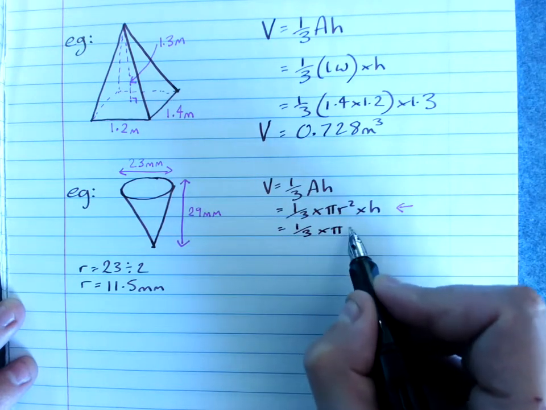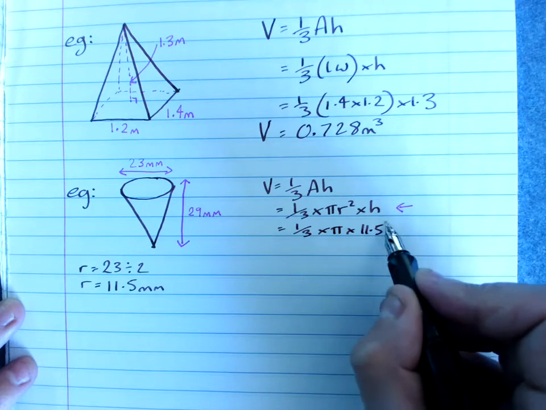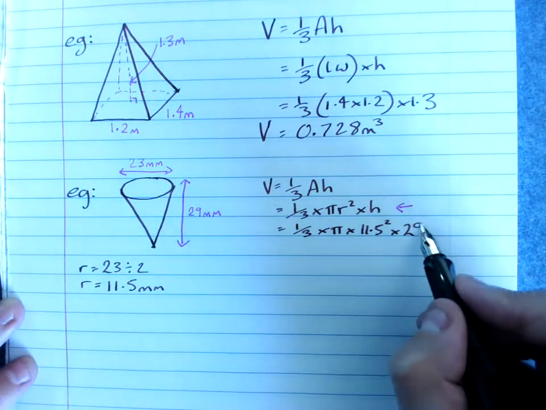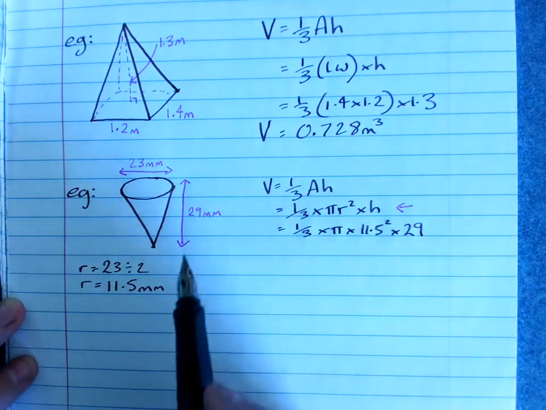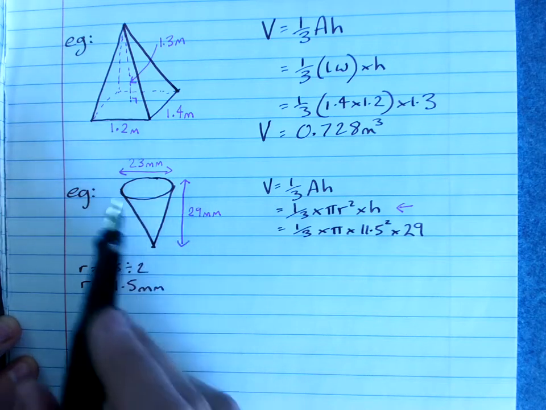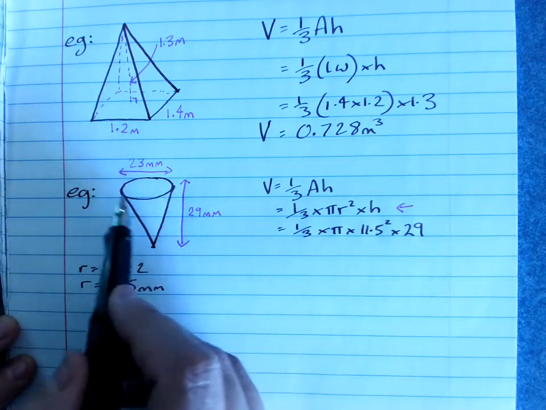1/3 times pi times 11.5 squared times the perpendicular height of 29. Do remember we're no longer looking for the slant height, which we would look for these for the surface area, but the height that is perpendicular to the base.